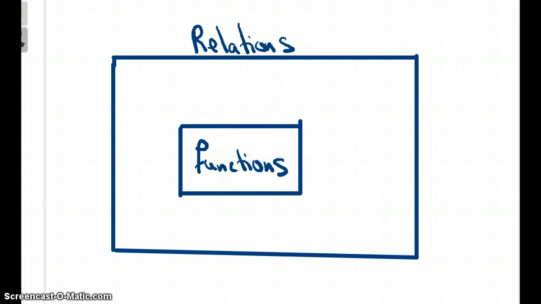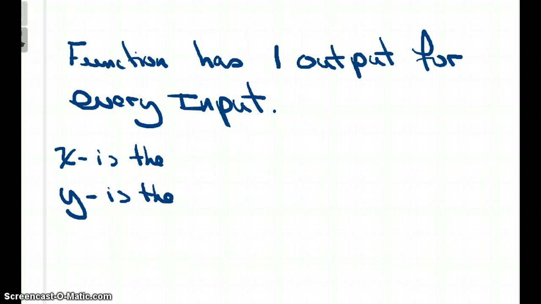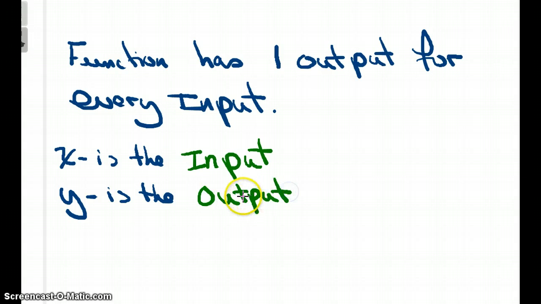So how do we tell what is a function? Well, a function has one output for every input. X is the input, what value we choose to put into the equation, and y is the output. So a function has one output for every input. So let's take a look at what I'm talking about here.